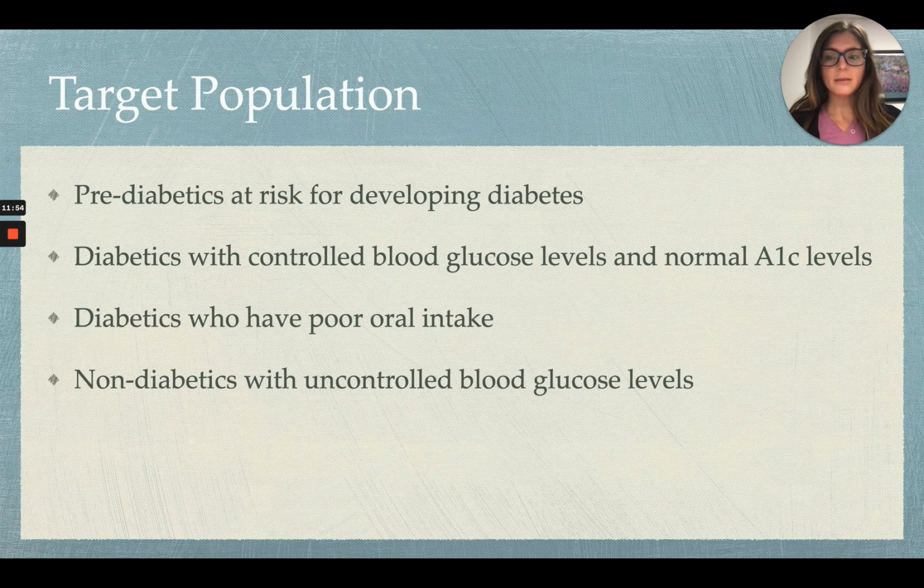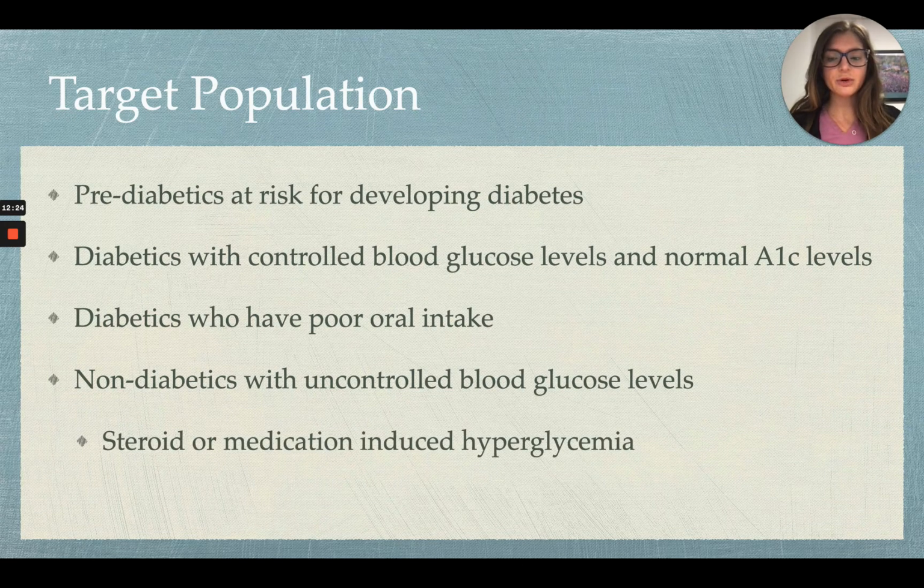And then another group of individuals who would be on the no concentrated sweets diet is going to be people who do not have diabetes, so non-diabetics, but who have uncontrolled blood glucose levels. So although they may not be diagnosed as a pre-diabetic or a diabetic, if they are experiencing high blood glucose levels, there's a variety of reasons why they may have hyperglycemia. We would want to restrict the concentrated sweet consumption to avoid hyperglycemia. And the hyperglycemia that can be seen with non-diabetics could be due to steroids that are given or medication-induced hyperglycemia.